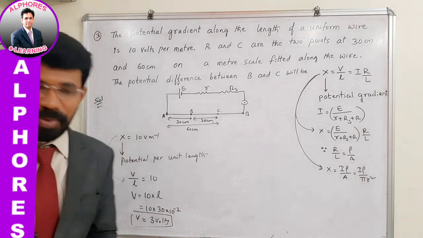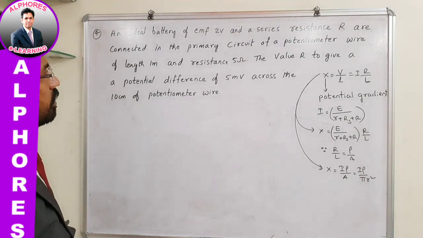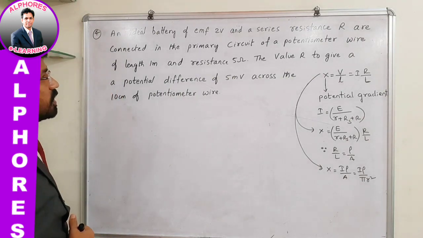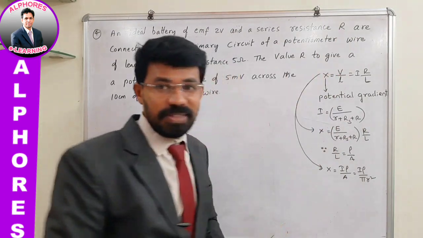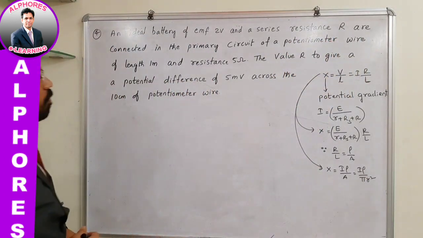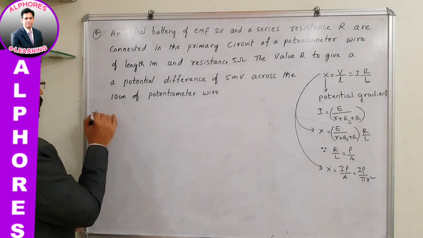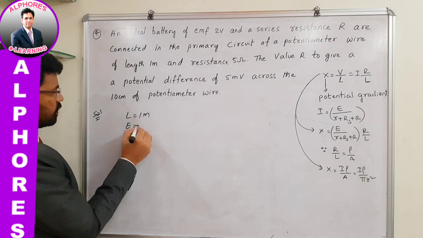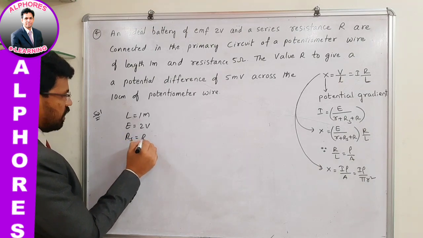Okay, so let us try one more problem. An ideal battery of EMF 2 volts, ideal in the sense that internal resistance is 0, and a series resistance R. So here RS is given as R. Series resistance R are connected in the primary circuit of a potentiometer wire of length 1 meter. So what is the length of the potentiometer wire? It's 1 meter, so L is given as 1 meter. And the EMF of the ideal battery is given as 2 volts. And the series resistance here is mentioned as R.